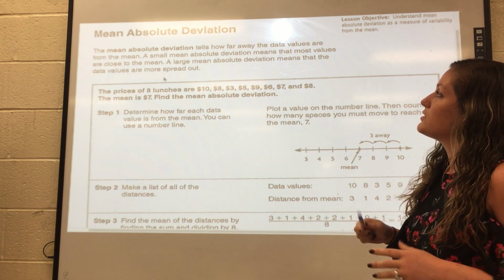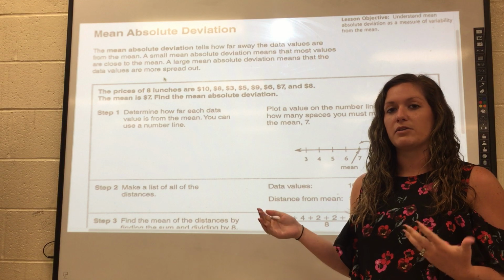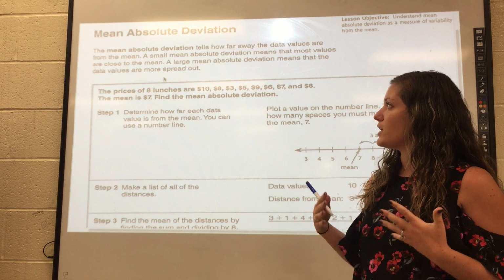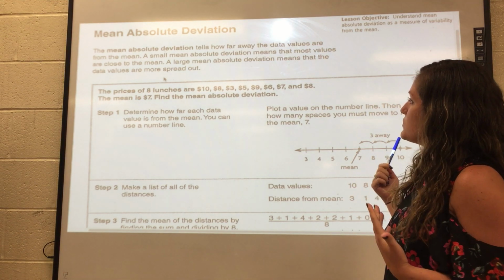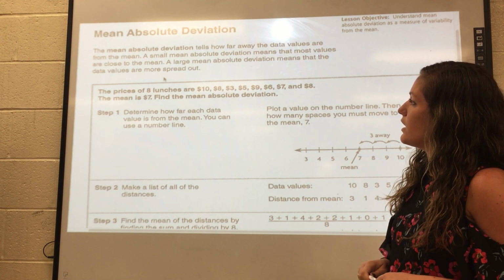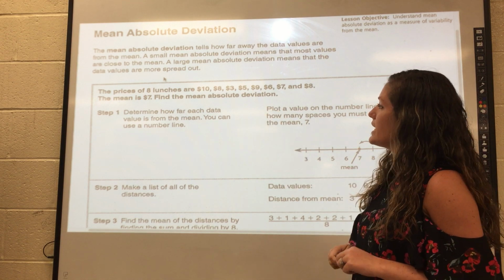And so the mean absolute deviation: deviate means to move away from, so we're finding out the average of how far away the other data points are from that mean, from that average. So we have an example here. We have the prices of 8 lunches: 10, 8, 3, 5, 9, 6, 7, and 8.